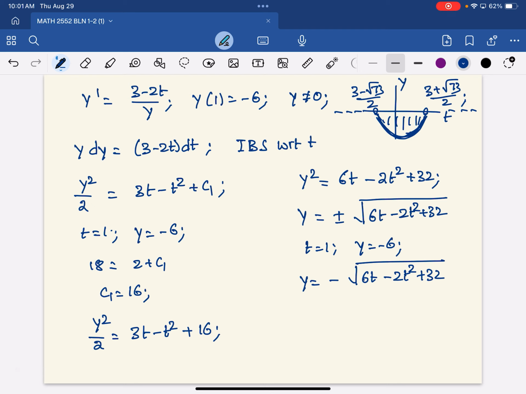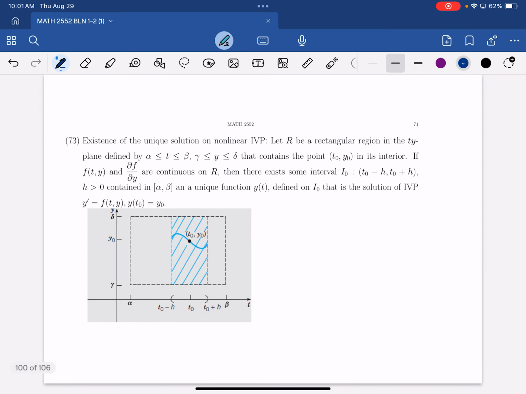This is the kind of problem you will see in the assessments as well. Find the interval of existence. So you will find the solution using variable separable, then find the interval of existence. Now with this backdrop, let's look at the existence theory for the nonlinear problem.